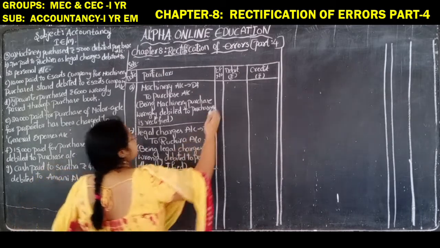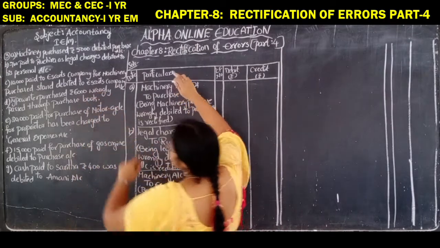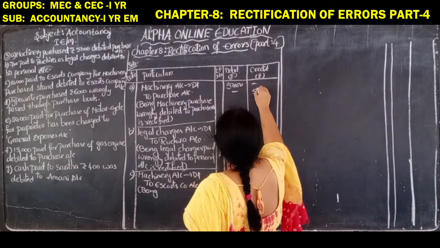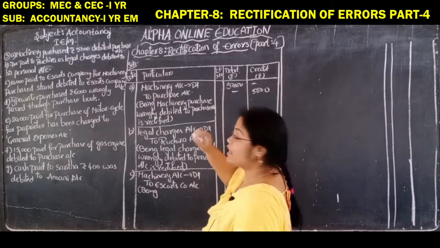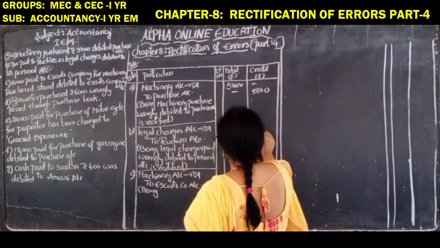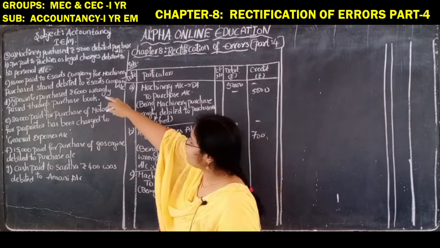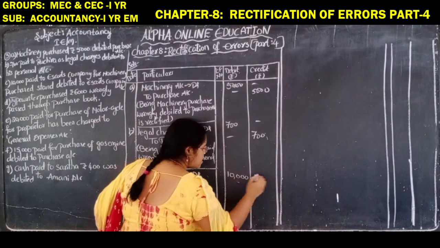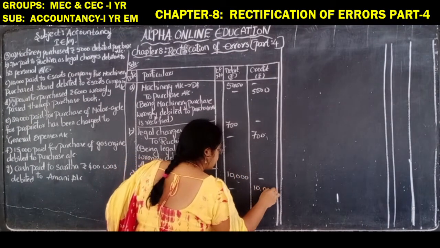So I forgot to write the amounts. Sorry. The first one is 5,000 rupees debit and 5,000 rupees credit. The second one is 700 rupees, 700 and 700 in the next entry. The third entry we have 10,000 rupees. So write 10,000 rupees on the debit side and 10,000 rupees on the credit side.